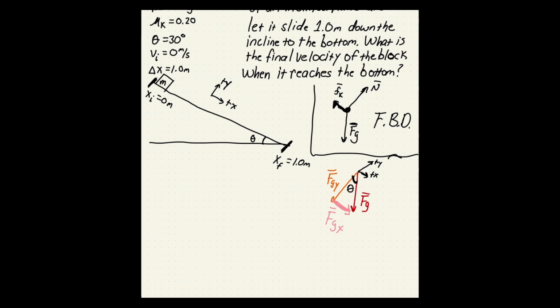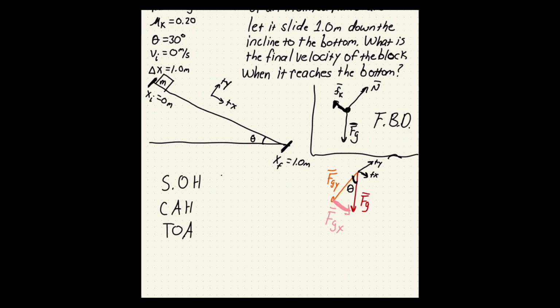Now, I remember, maybe you don't, but I do for sure, we have SOH, CAH, and TOA. It says that sine is opposite over hypotenuse, cosine is adjacent over hypotenuse, and tangent is opposite over adjacent. Why am I writing this here? Well, because we need to use it to figure out what is a cosine and what is a sine.